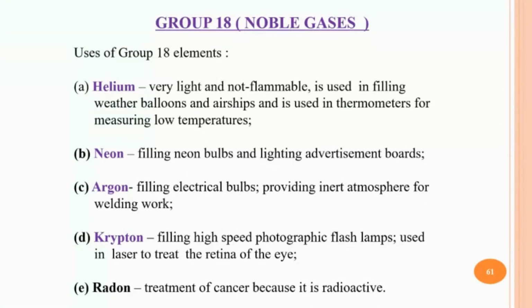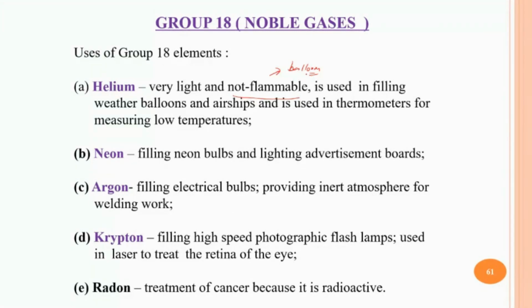For group 18, helium is very light and non-flammable. It is used in filling weather balloons and airships, and in thermometers for measuring low temperature. Helium is also used in balloons. Balloons filled with hydrogen are very dangerous, because they explode when exposed to fire.